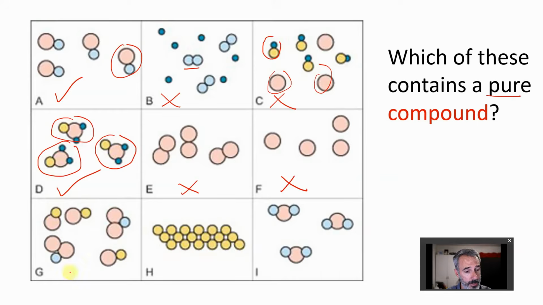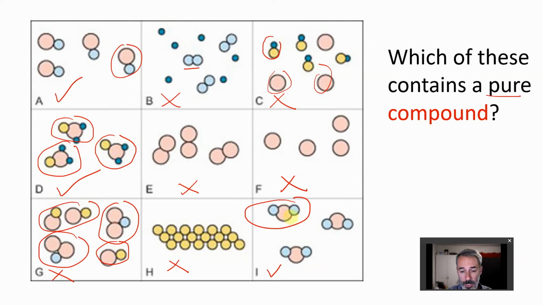G has some compounds in them. There's one, and there's another. So the problem is there are two types of compounds, but they aren't the same type throughout. Like up here, this was one pure compound. These are two compounds, but it's a mixture. H, I think those are atoms. They look like they're all the same type. I, yeah, because it's a compound, two different types of elements attached together, and they're all the same type, they must be pure. So the answers were A, D, and I.